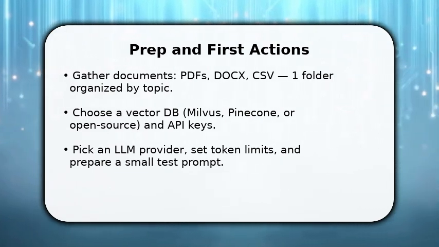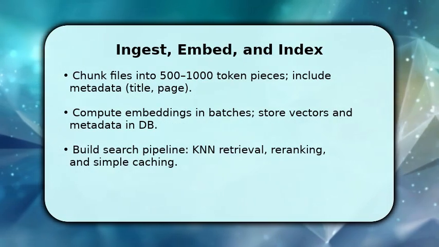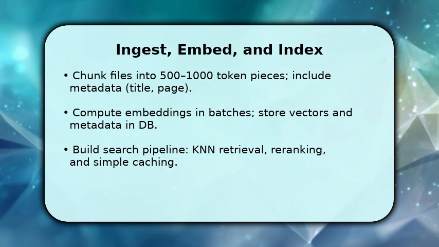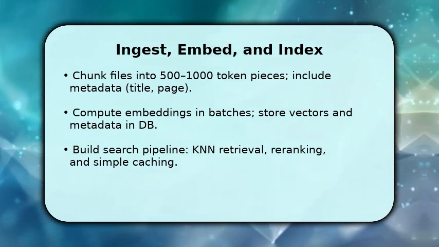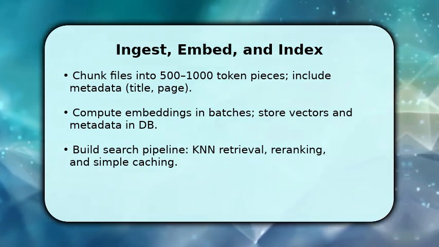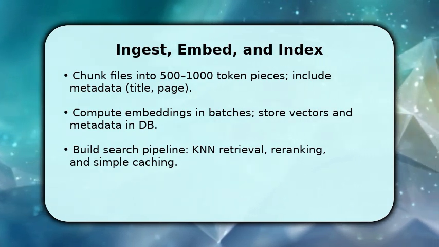You will chunk documents into consistent pieces, typically 500 to 1,000 tokens, because embeddings work best on focused context. Next, compute embeddings in batches to stay efficient and insert them with metadata into your vector database. This step makes content retrievable by meaning.